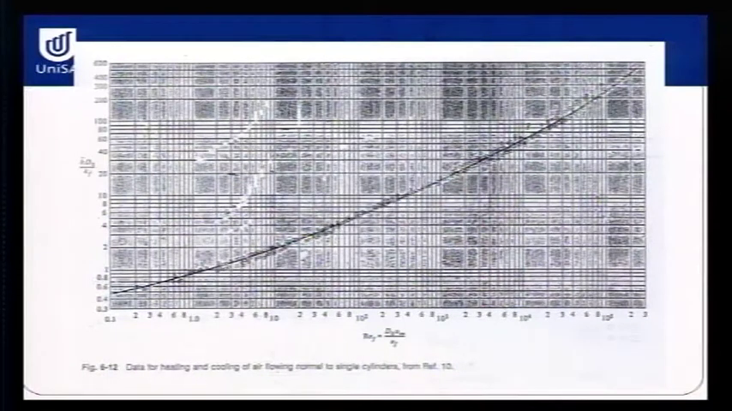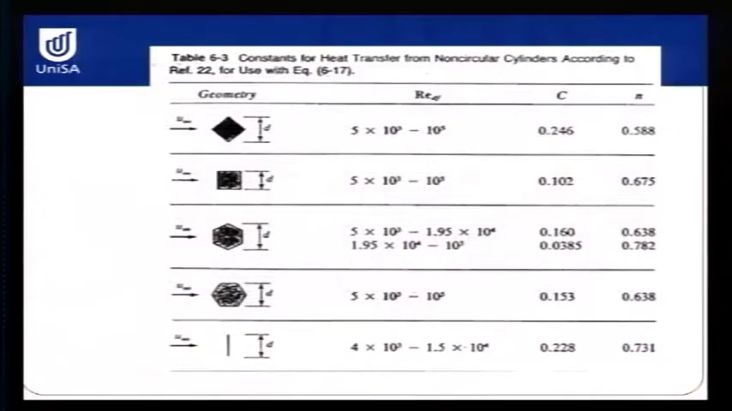So this particular plot is for the Nusselt number associated with a single sphere. So we have the flow across a sphere. We work out our Reynolds number, and we can work out the Nusselt number, which is h bar d divided by k.